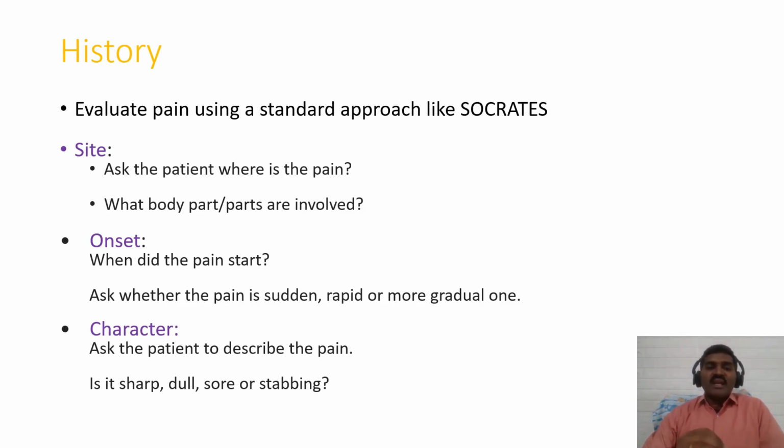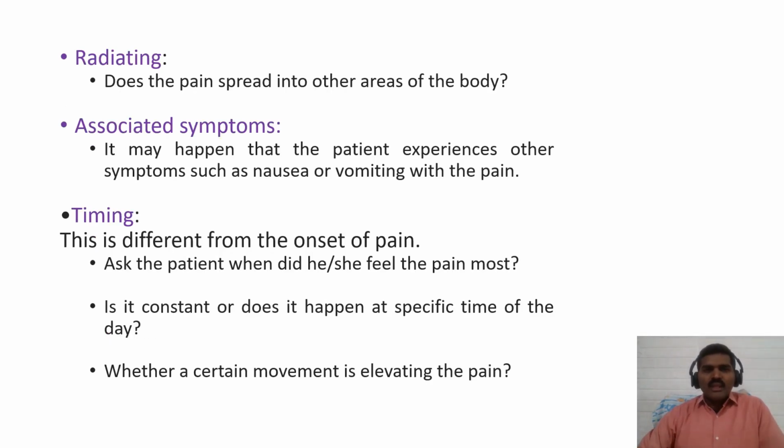Radiation. Does the pain spread into other parts of the body, or does it stay at the site where the pain is there? Associated symptoms. It may happen that the patient experiences other symptoms such as nausea and vomiting along with pain. We have to take a complete list of associated symptoms like fever, vomiting, diarrhea, body pains, chills, those things.